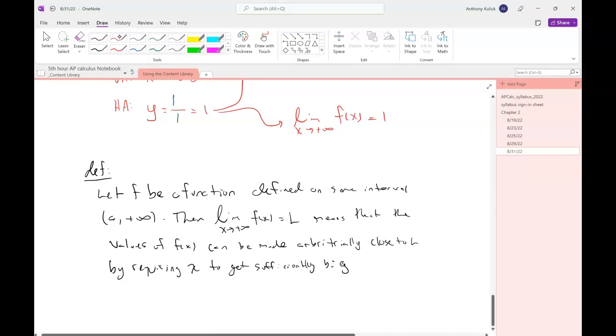And we could say the same thing now about negative infinity, right? But instead of the values of x getting sufficiently big, they'd have to get sufficiently small. So instead of writing a second definition, I'm just going to cheat and save myself a lot of words.